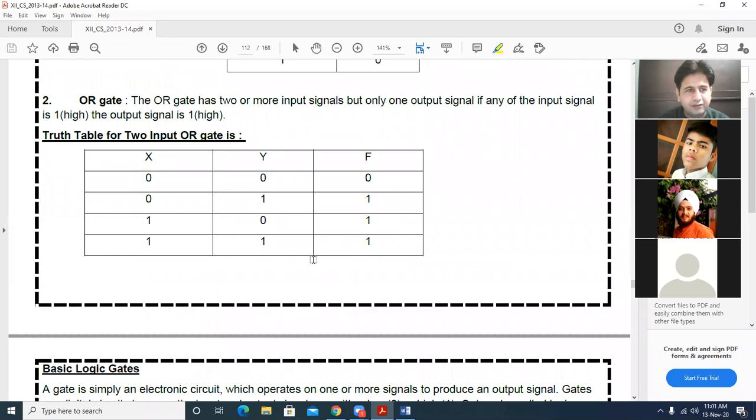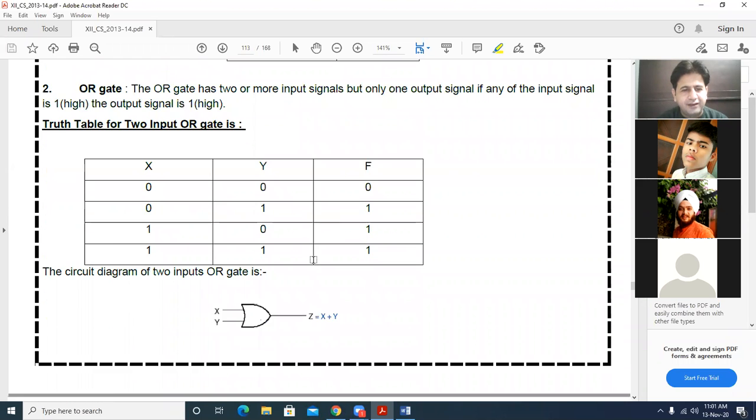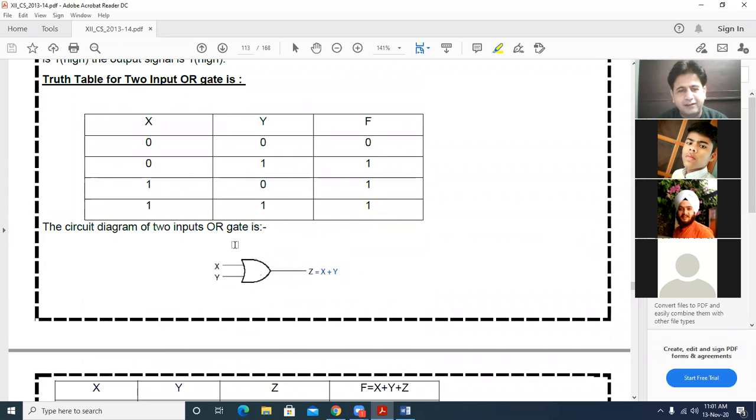Now or. So in the case of or, this symbol represents or. Look at here, this symbol. Okay, तो जब भी हमने ये symbol use करेंगे, it means we are using or. And remember one thing, or will give us result 1 if there is only a single 1, overall result will be 1. So this is an or gate.